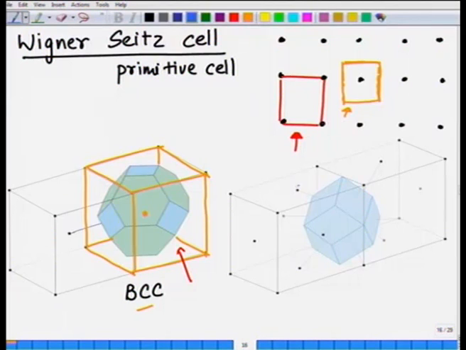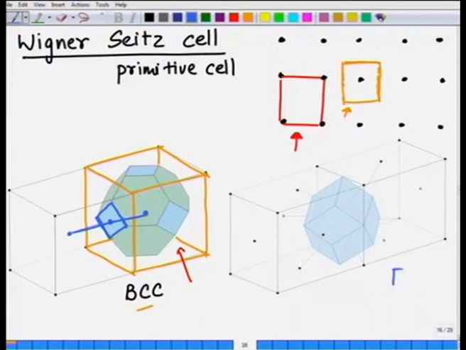Clearly, as the geometry shows you, let's take an example. I have a center point. Here is this line, and this is the perpendicular bisector for it. This is a plane which is the perpendicular bisector for it, which intersects at this particular point here, and then I make this smallest volume like this. Then what you have is a primitive cell, because the only thing in there is one point in the center, and that's called a Wigner-Seitz cell.